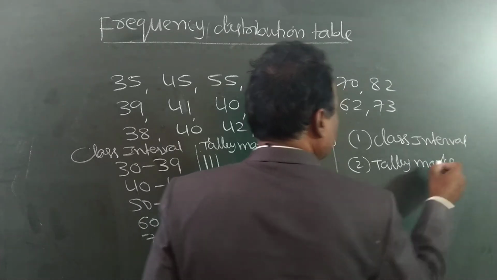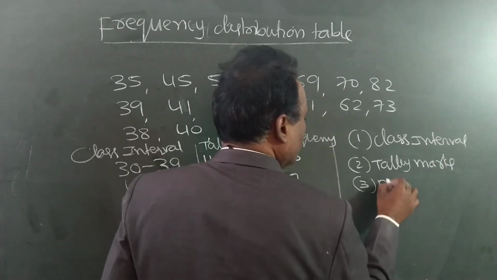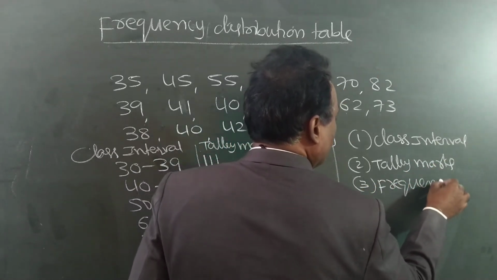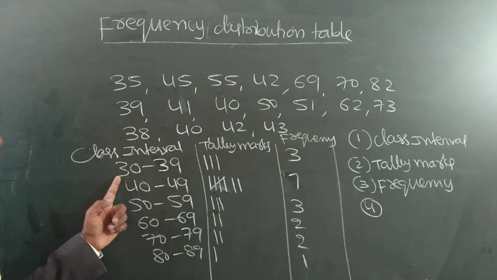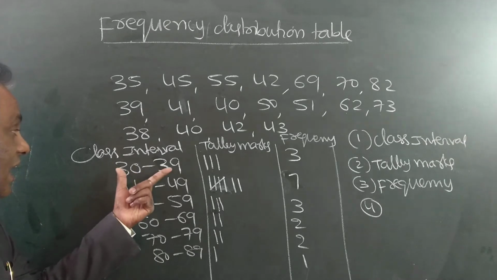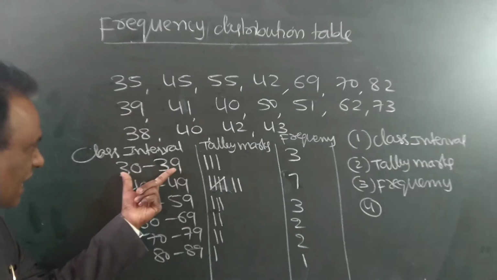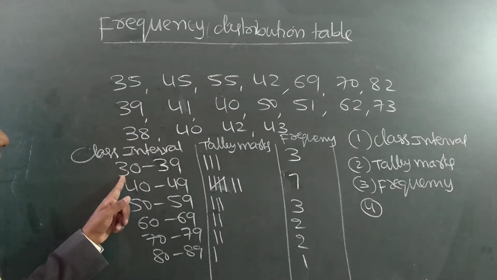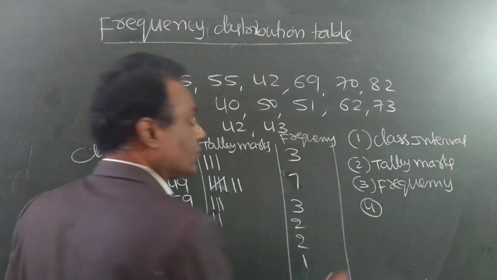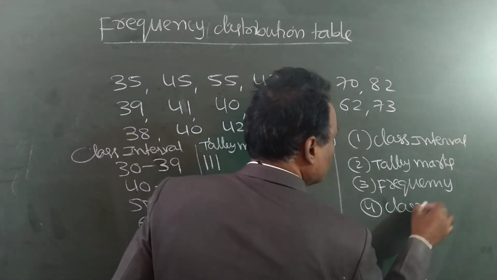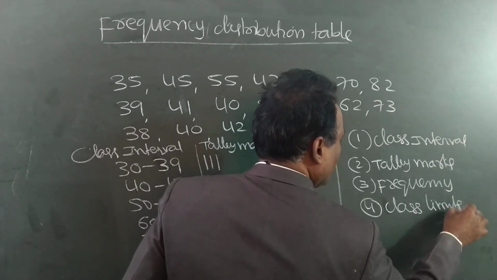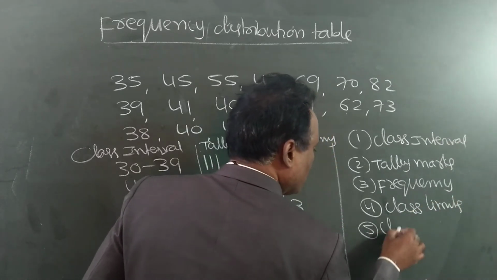I am going to explain all this. Then third is frequency. Fourth, the starting value is called the lower limit of this class. This is one class interval. This is called lower limit. This is called upper limit. So these are class limits. Next point is class boundaries.